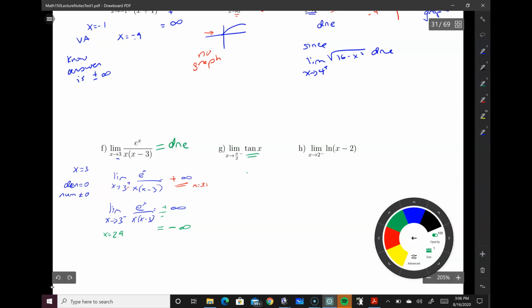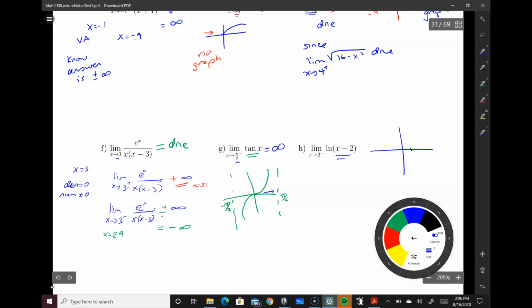Okay, you've got to know your graph of tangent. It looks like this, and you know that the asymptotes are at pi over 2 and negative pi over 2. So this is saying go towards pi over 2 from the left-hand side, so from this side, so I can see that that's infinity.